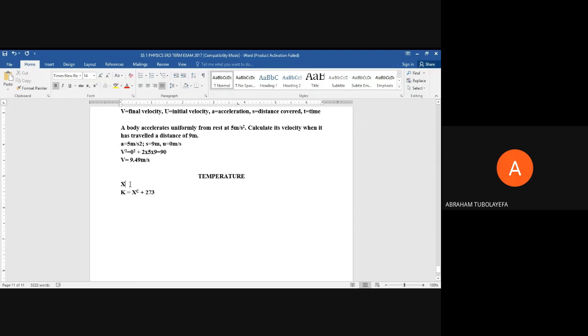So if your X is equal to 0, what will be the temperature in Kelvin? And 100 degrees Celsius is what?